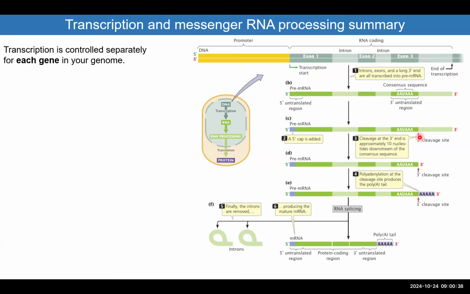Then there's a cleavage of the 3' end, and the addition of the poly A tail. There's the capping that took place at the 5' end. And then the alternative splicing where introns are removed, and we end up with a mature messenger RNA molecule. Great. So at this point, we have a mature messenger RNA, and now we want to translate this into a protein.